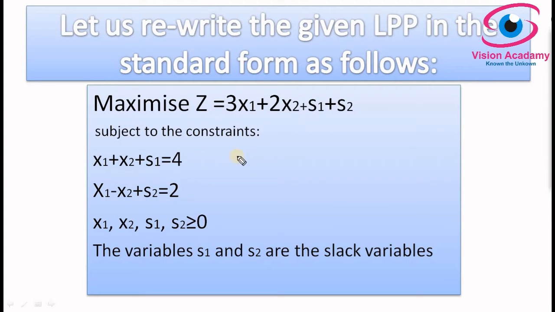Since both constraints are less than or equal to type, we have added a slack variable to each constraint. For the first constraint, I have added s1 slack variable, and I have also added it to the objective function. For the second constraint, I have added the second slack variable. I have also added it to the objective function, and I have removed the less than or equal to type in the equation, because in the standard form of LPP it is the desirable form.